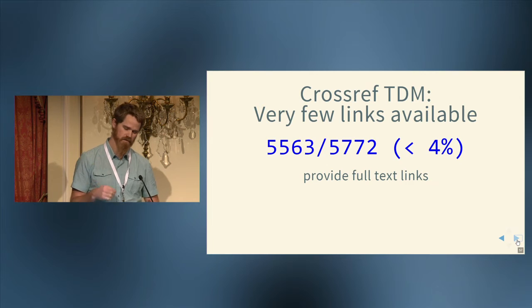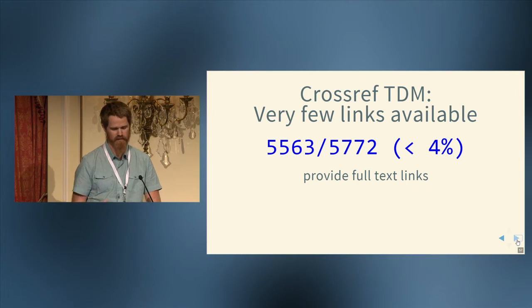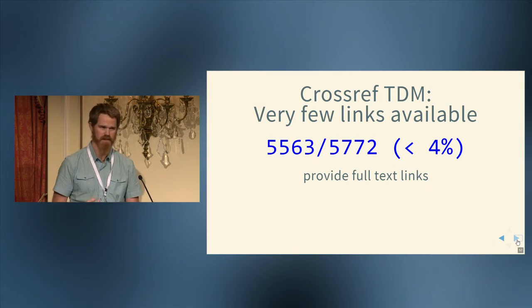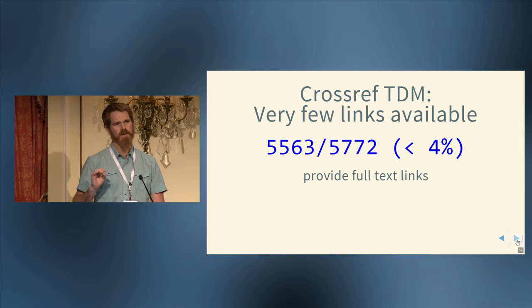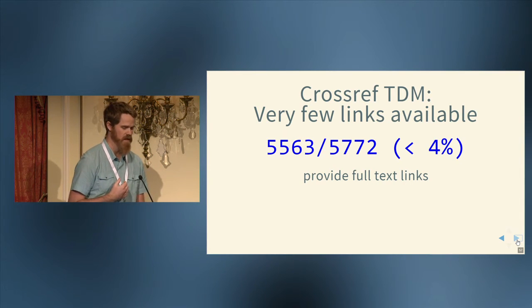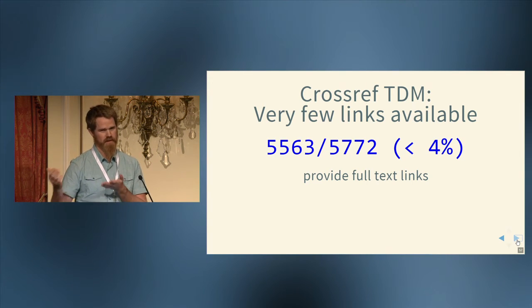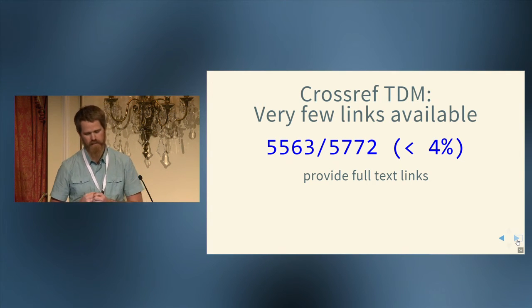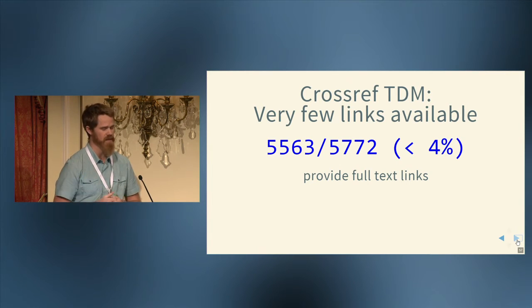Last time I checked, there were about 5,700 publishers in Crossref's database, and less than 4% provide full text links. This is not of the total DOIs, this is just of the publishers, percentage-wise. The full text links that are there are great and useful, but we have very few publishers providing links. I know that's getting better, but there's not much there yet.